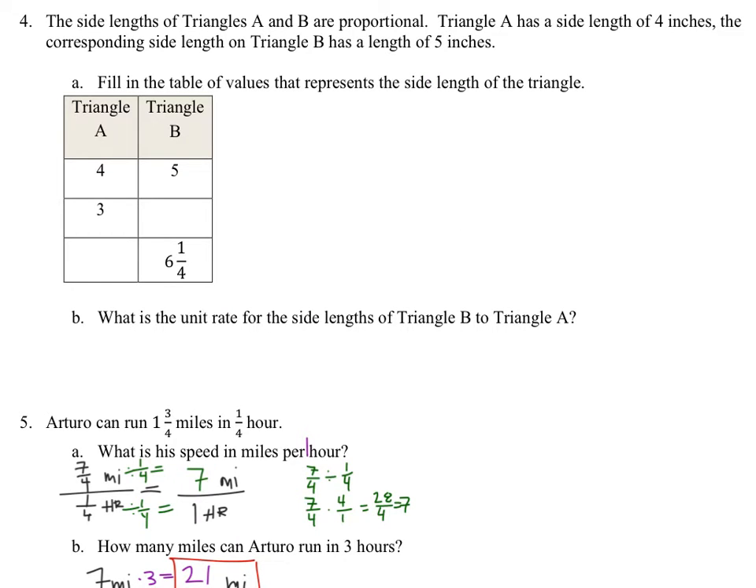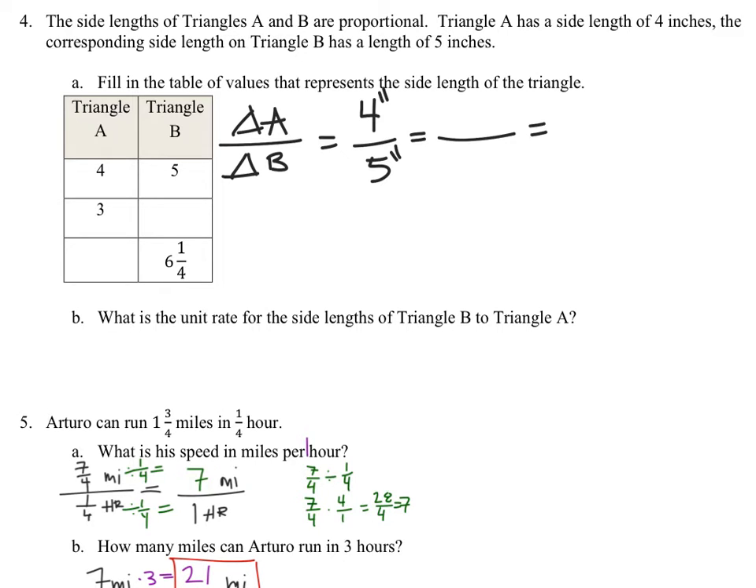Number 4, the side lengths of triangles A and B are proportional. So triangle A has a side length of 4 inches. Then the corresponding side length on triangle B has a length of 5 inches, which is shown in the table, and these are in inches. So when we look at the lengths, we've got triangle A compared to triangle B. In the table, for triangle A we get 4 inches and triangle B would be 5 inches. But then the next value is 3 inches for A.